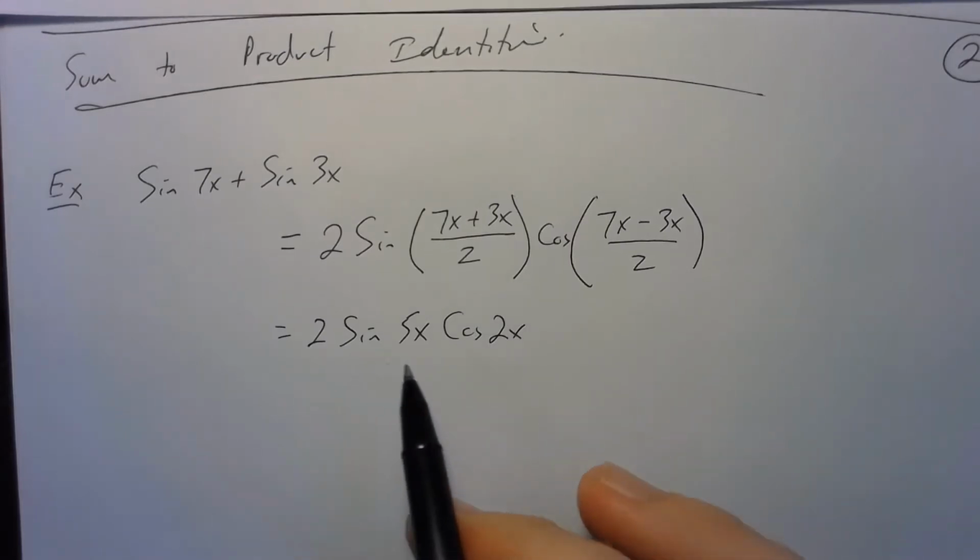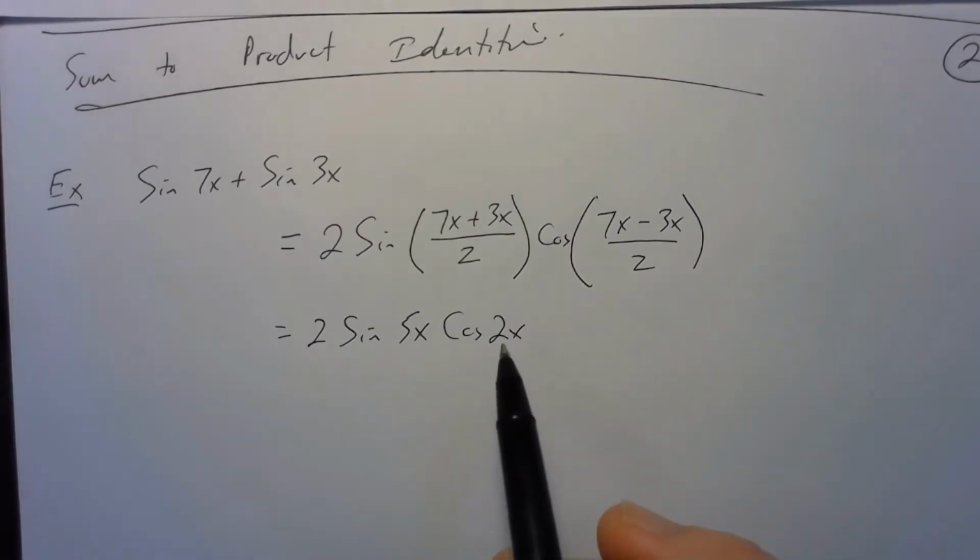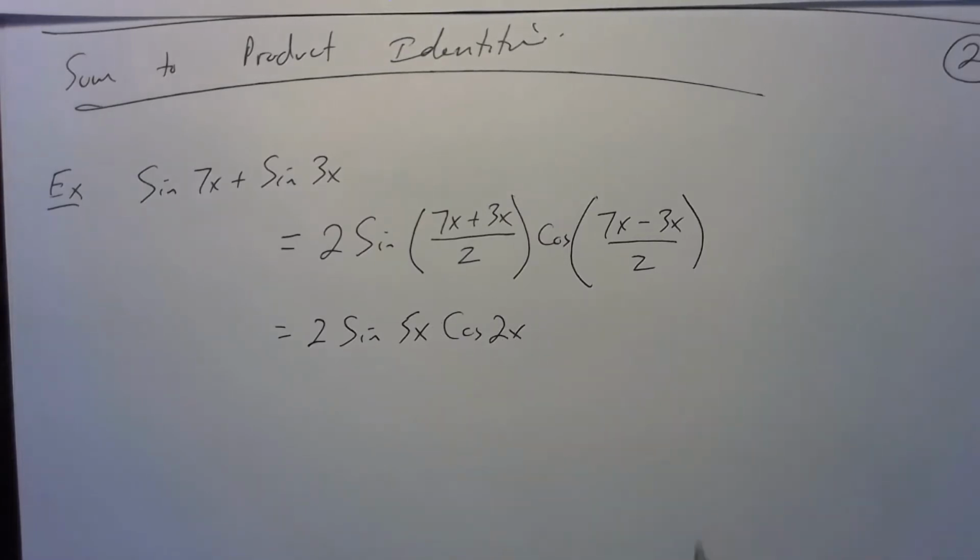And now, again, if it asks us to do anything further, we might be able to manipulate this further, such that we start with this one here, reducing the angle of 2x into something that is more singular in nature.